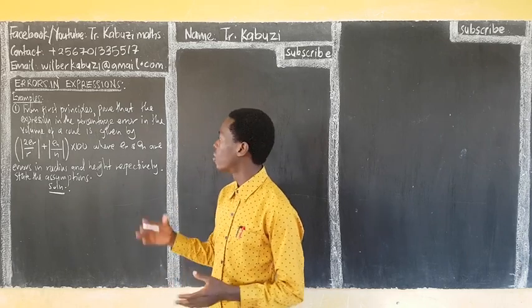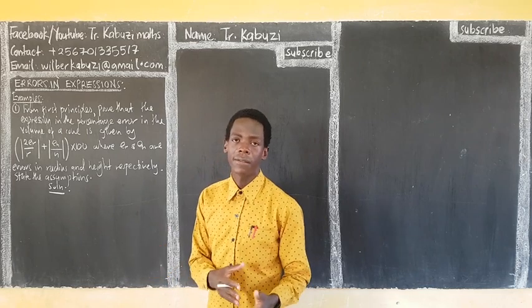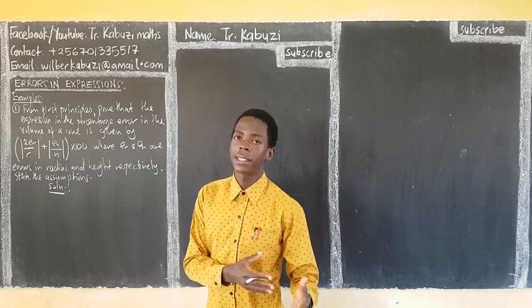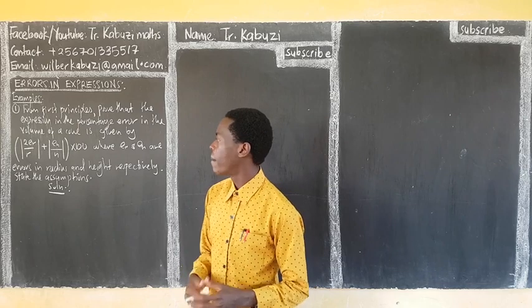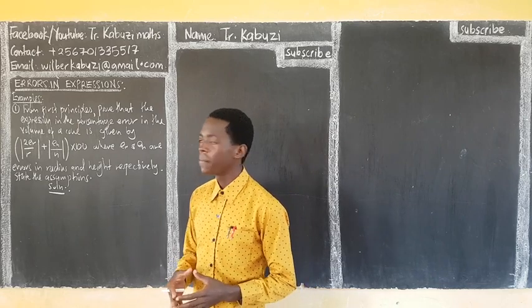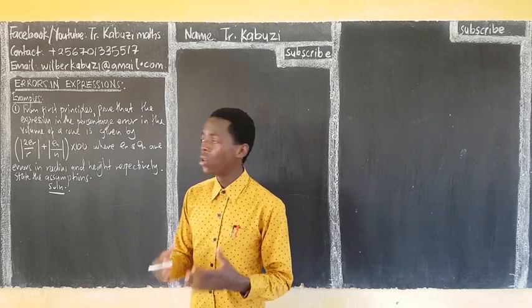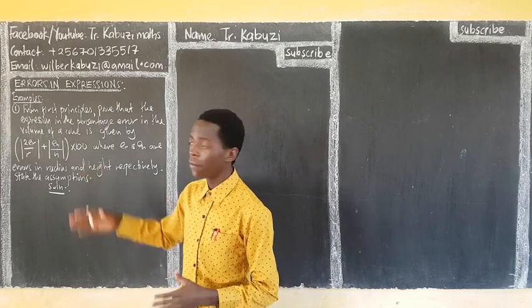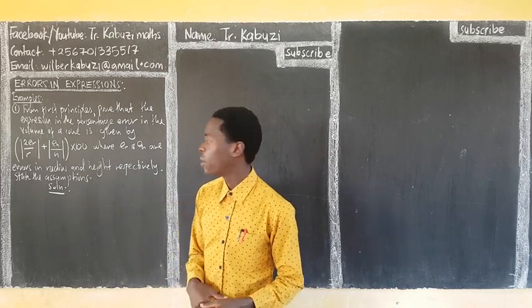Of course, they know that to get a percentage error, we need to get the relative error. To get the relative error, we also need to first get the error in the expression. But first of all, state the assumptions made. We also need to state the formula for getting the volume of a cone.